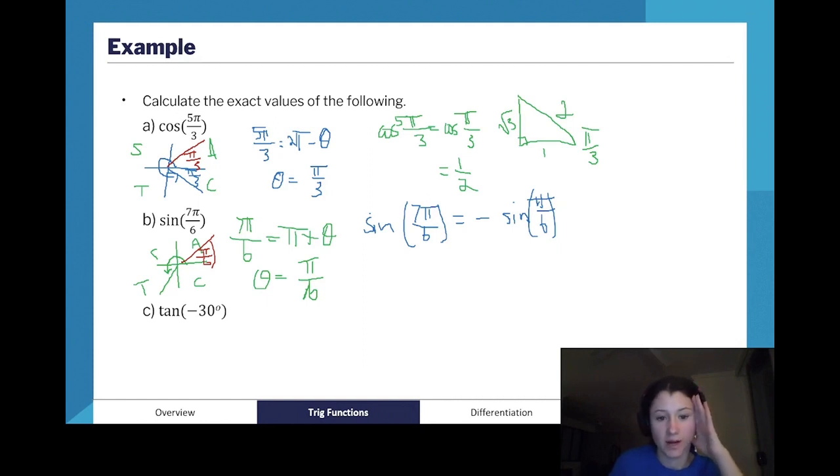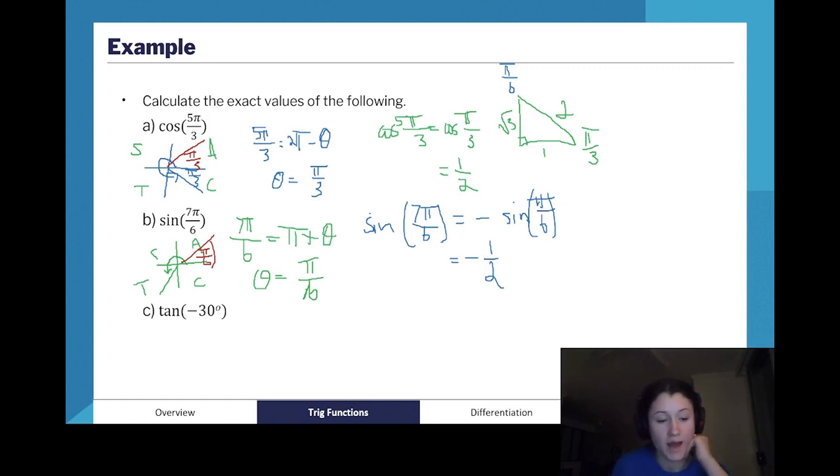Now let's find the sine of pi on 6. Remember, pi on 6 is up here on our special triangle. Sine is opposite over hypotenuse, which is 1 over 2. So this is negative a half. Alright, let's move on to our next example.